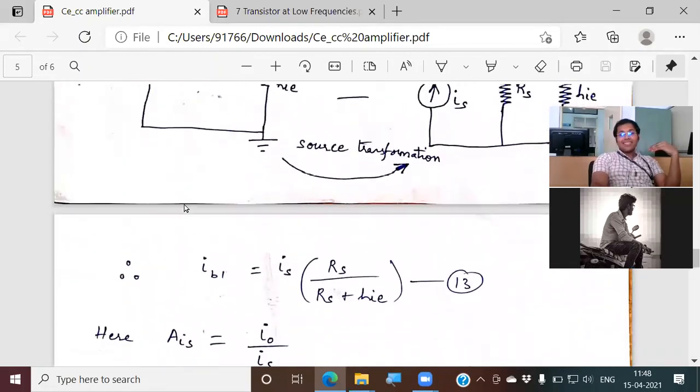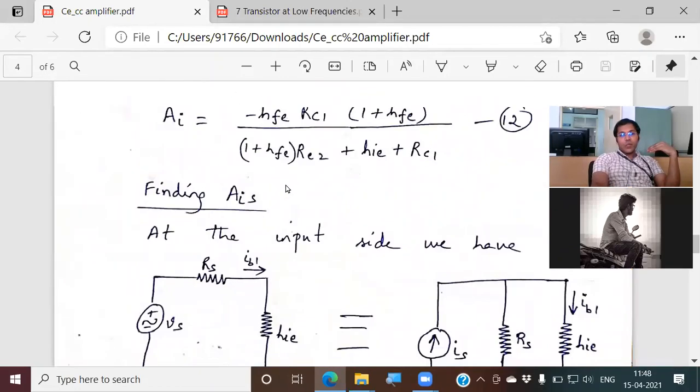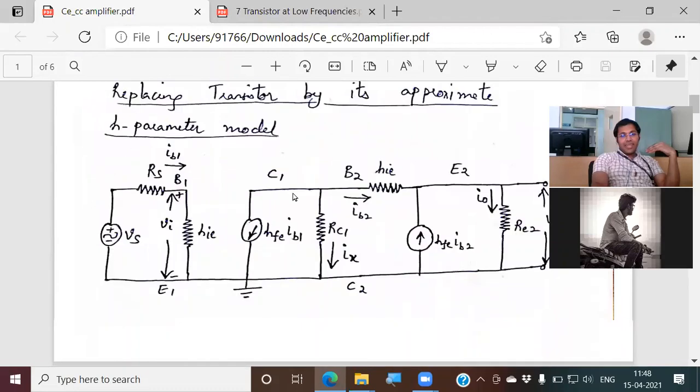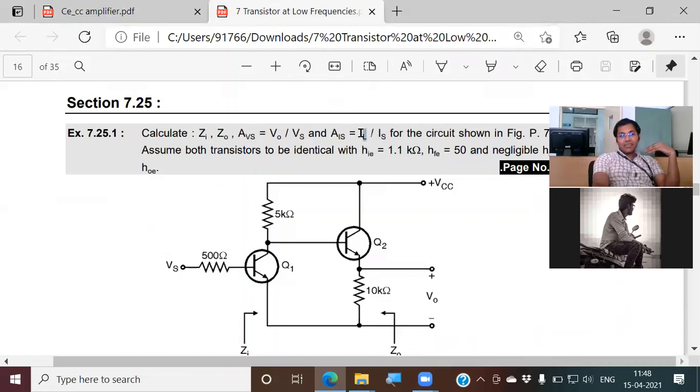What is AIS? AIS I can write as I naught by Is, as I have been telling you. Please note, in the problem they call it IL. Different authors will give different names, IL load current or I naught output current, they are the same. Suppose in the question they give I naught, don't get confused. You should be broad minded. You know what is AIS? The output current divided by the source current.